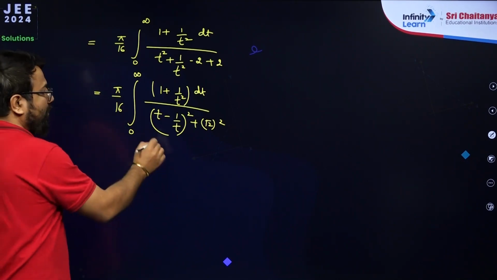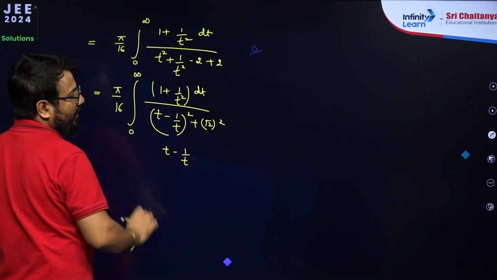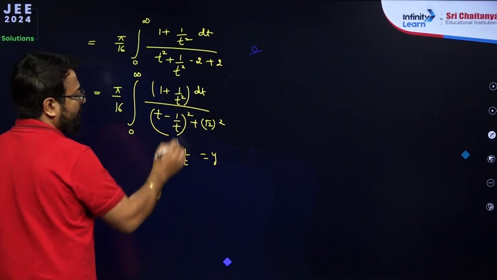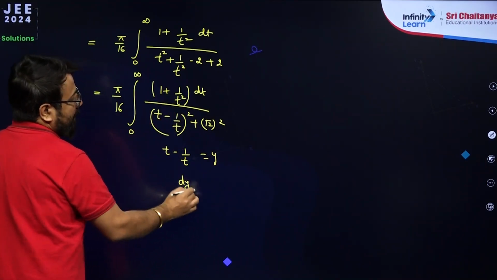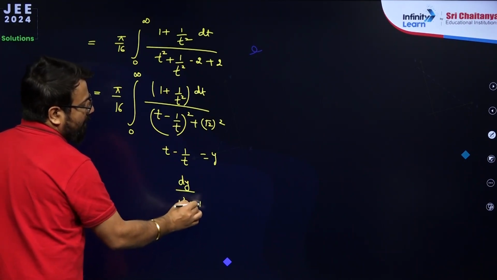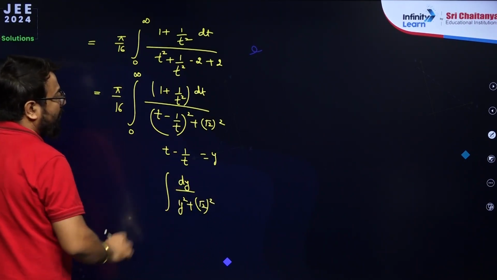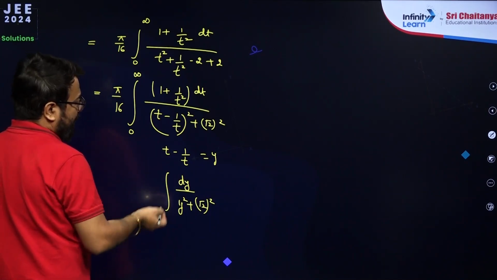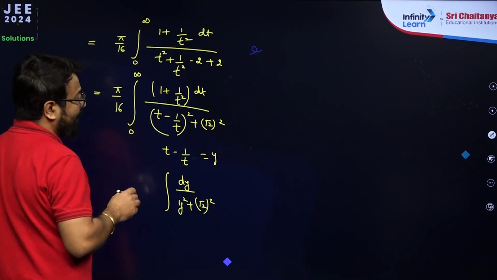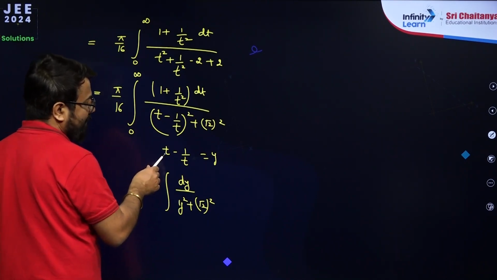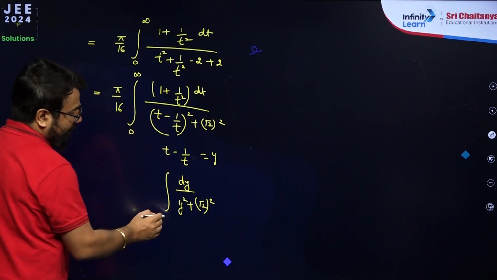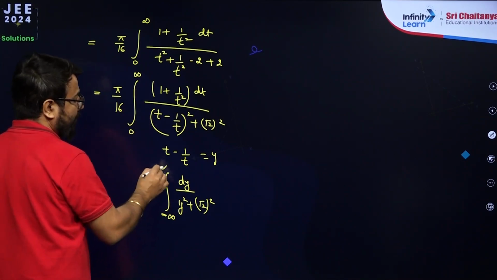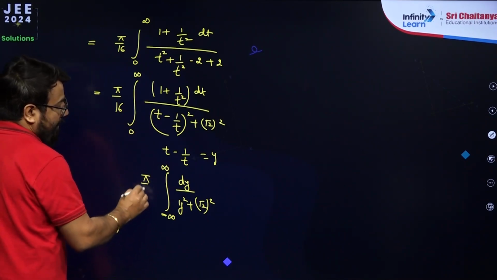Now after that, let us assume this t minus 1 by t as a new variable, y. So the numerator part will be dy and the denominator part will be y square plus root 2 square. If I talk about the limits here, if I keep the value of t as 0, it will be 0 minus infinity, so that will be minus infinity. And if I keep the value of t as infinite, it will be plus infinity. And here it is pi over 16.